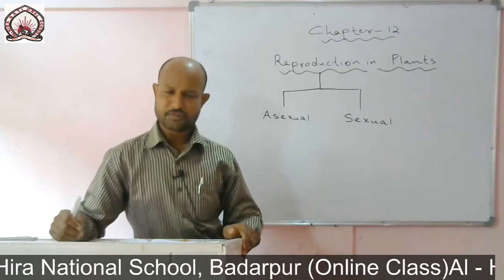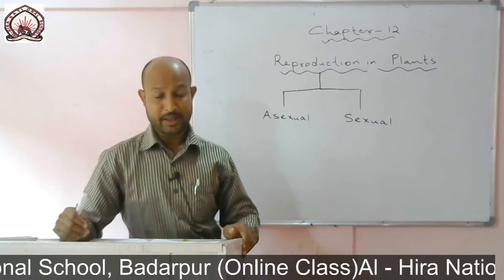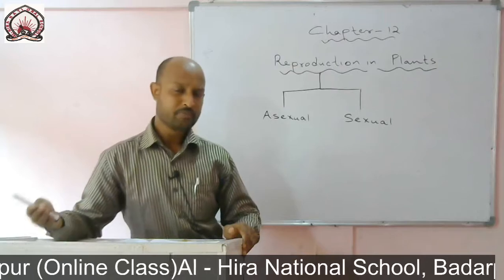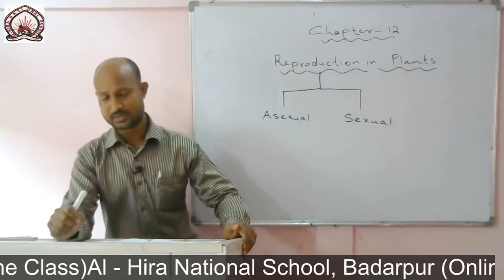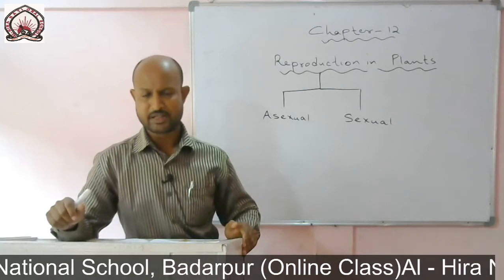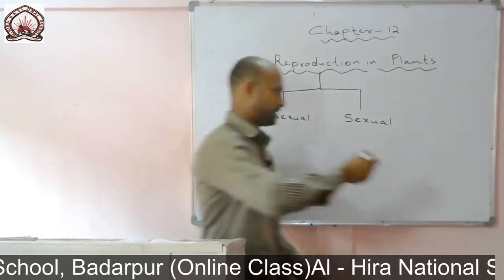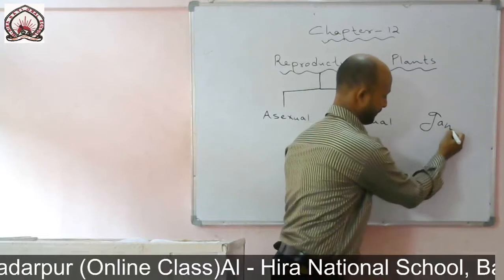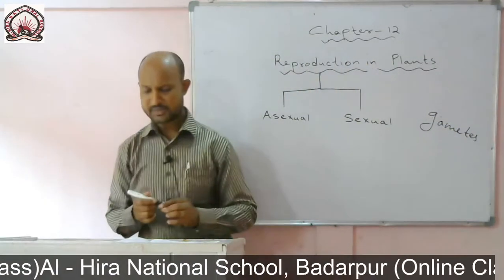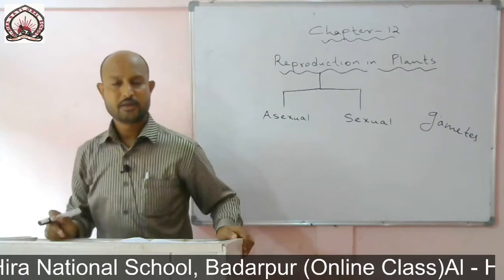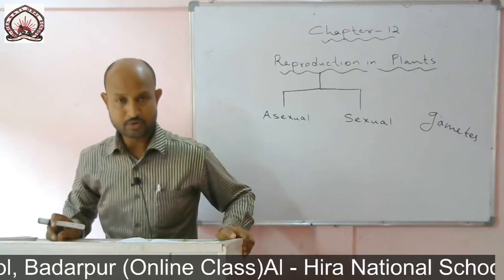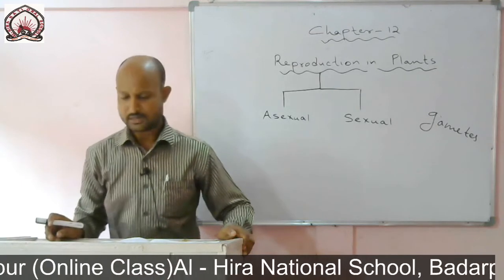And after the fusion of the male and the female cell, fertilization takes place. So fertilization is nothing but the process of fusion of the male and the female cell. The male cell and the female cell, which are produced by the flower or the part of the flower, are also called gametes.